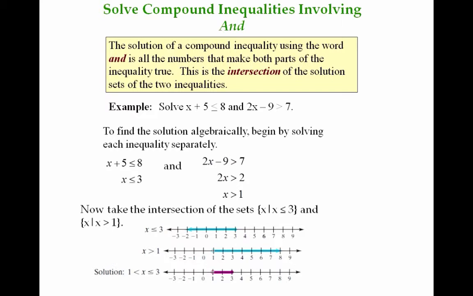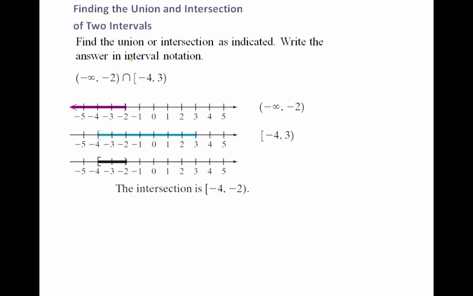So if we're going to write this in interval notation, I will write all the numbers that are between 1, and I'm not going to include 1, so I'm going to use the parentheses, comma, 3. 3 is included, so I'm going to use the bracket here to show my interval notation.